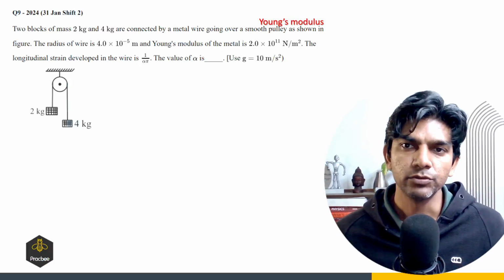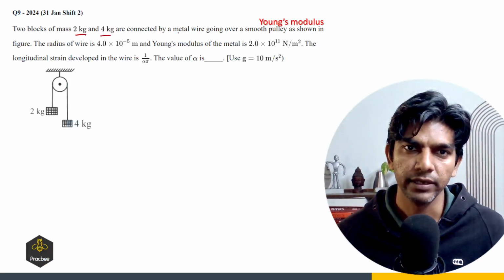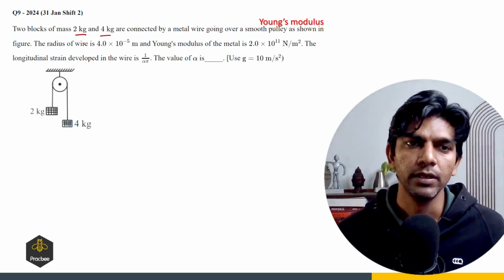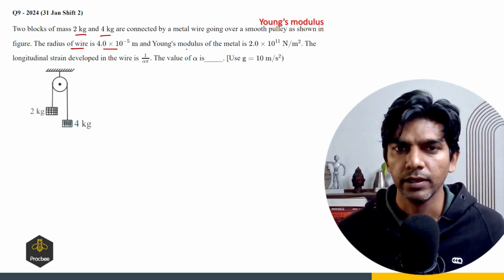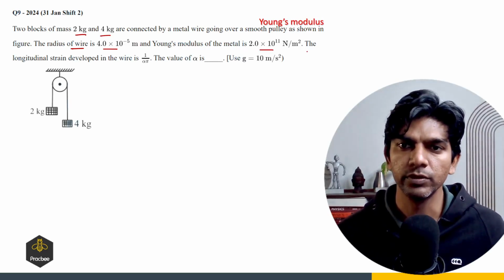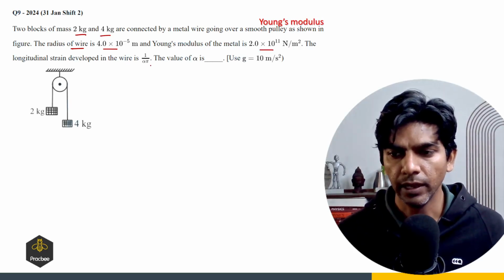Now let us do the next question based on the same problem type. Two blocks of mass 2 kg and 4 kg are connected by a metal wire going over a smooth pulley as shown in the figure. The radius of the wire is 4 into 10 raised to power minus 5 meter, and Young's modulus of the metal is 2 into 10 raised to power 11 Newton per meter square. The longitudinal strain developed in the wire is 1 upon alpha pi.